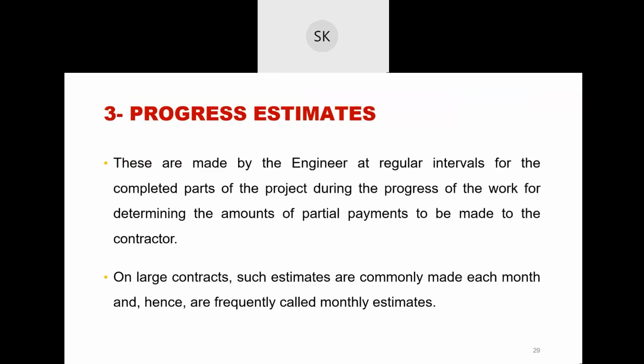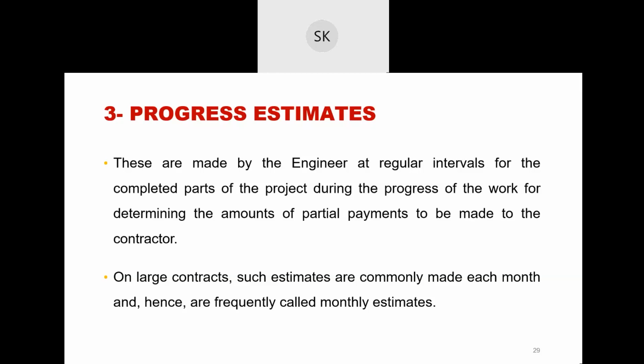Now three, progress estimates. These are made by the engineers at regular intervals for the completed parts of the project during the progress of the work, for determining the amount of partial payments to be made to the contractor. Suppose in the whole span of the project you can make estimates in intervals.